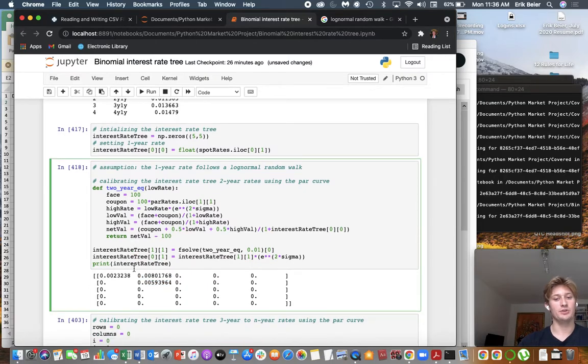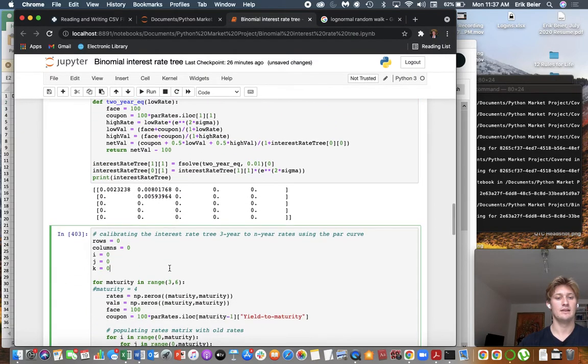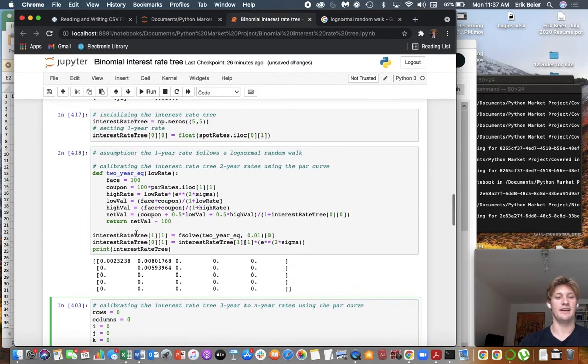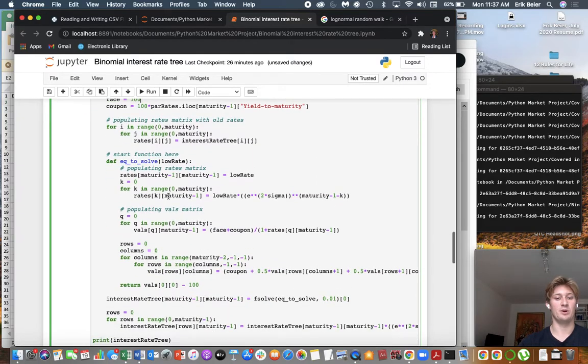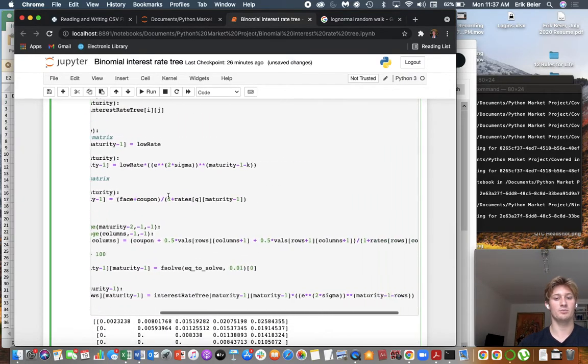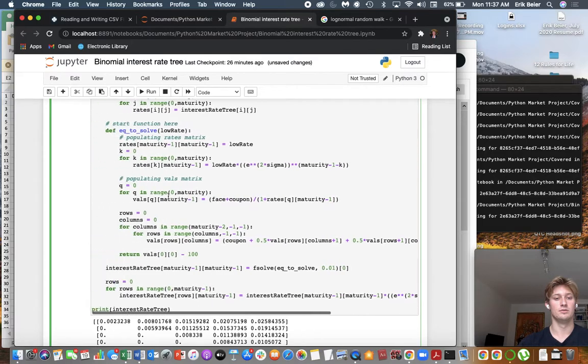So here again, we're using fsolve, a backward induction methodology, to see which rates will give us back the market value of our bonds that trade at par. This is explicitly for 2 years. Now this is the generalized version for years 3 to 5. Feel free to pause the video and look at the code.